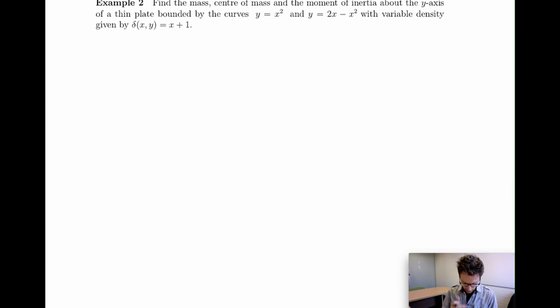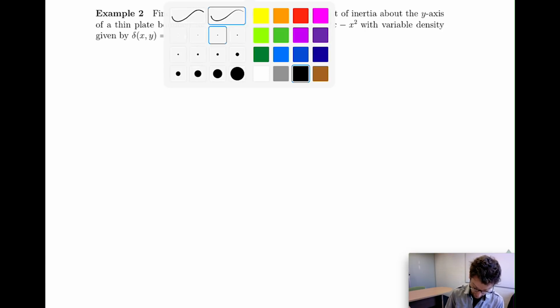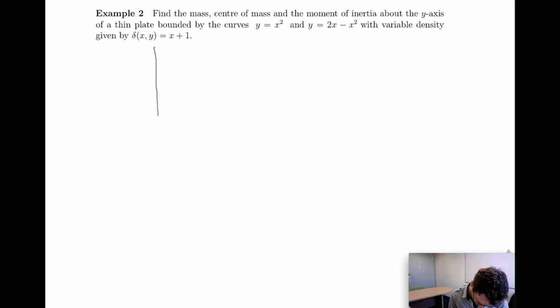So in example 2, we're going to look for the mass, the center of mass, and the moment of inertia about the y-axis of a thin plate bounded by these curves with a density given by this expression here. So we need to first of all sketch the region of integration. That's our first step here. So let's sketch the x and the y-axes.